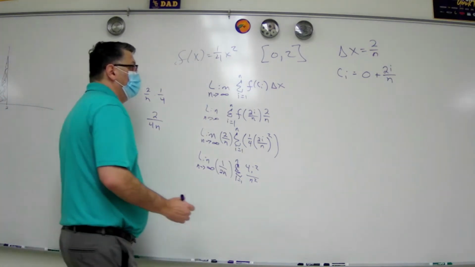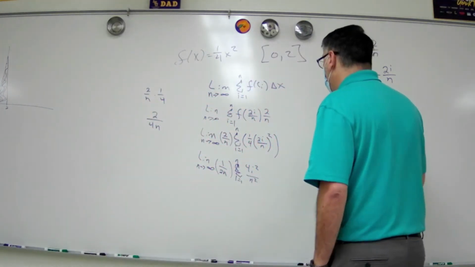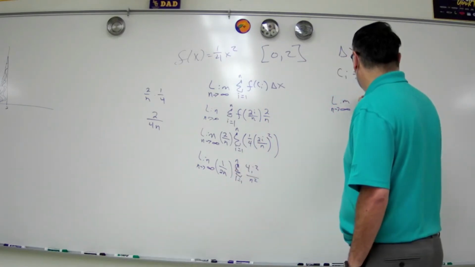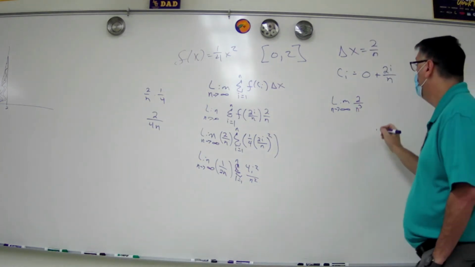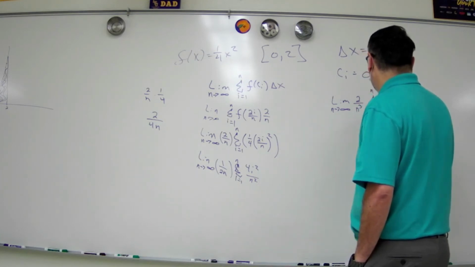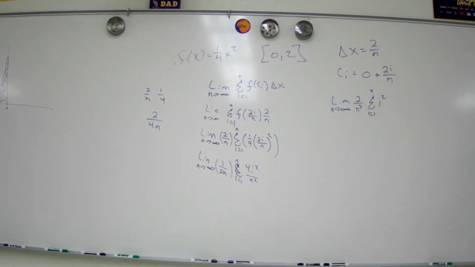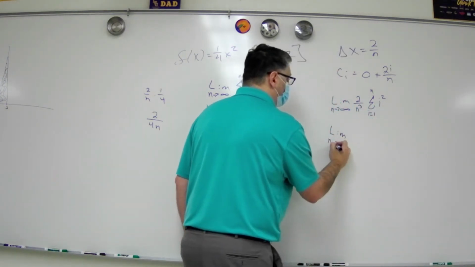The n squared. So I could say now, the limit as n approaches infinity of, let's see, 4 over 2, so that's giving me a 2 on top, n cubed, right? To the sum of i equals 1 to n of just i squared. Hey, I bet we have a formula for that in terms of n. We do, don't we? Yes, we do.